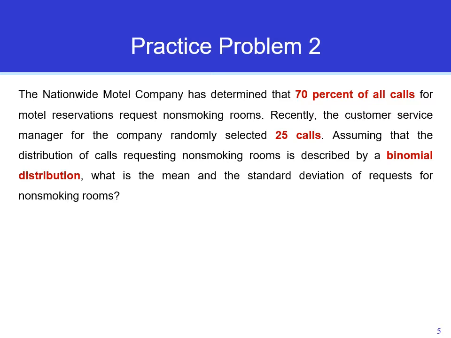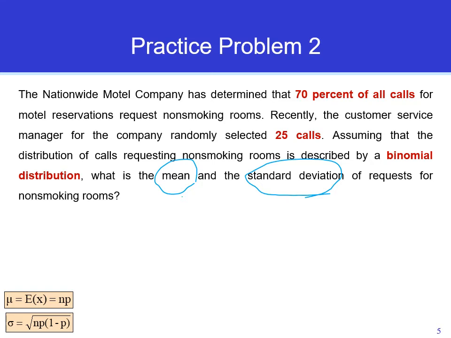So here the question asks for the average, the mean, and the standard deviation of requests for non-smoking rooms. These are the formulas for the expected value, the mean, and the standard deviation of a binomial distribution. So please pause and work on this problem. You already have the formula, and then come back to see the solution. All right, let's see the solution.